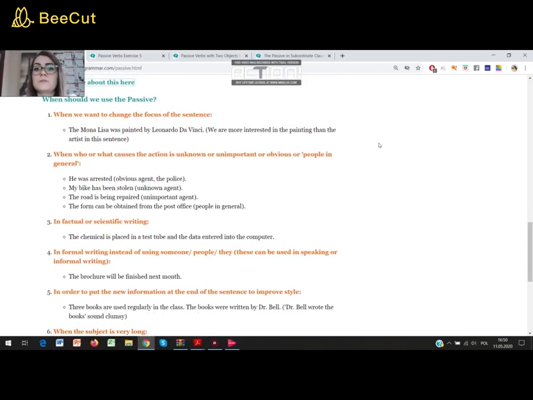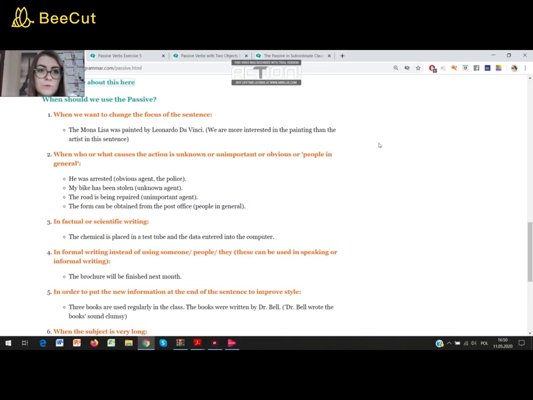So when should we use the passive? When we want to change the focus of the sentence. Yeah, so it's one of the emphatic structures we are talking about. "The Mona Lisa was painted by Leonardo da Vinci." We are more interested in the painting than the artist in the sentence, yeah? Because you can also say, like in the active sentence, "Leonardo da Vinci painted the Mona Lisa." And it's also correct, but here we are more interested in the painting.